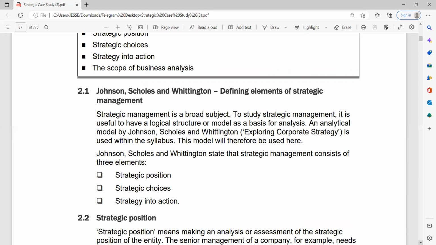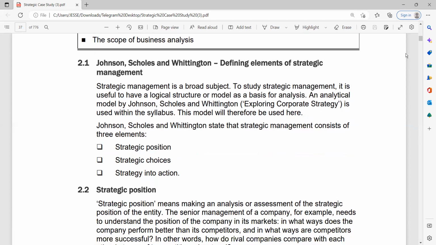Business analysis, on the other hand, is more about understanding the position of the company within the environment and then looking at the decisions and choices the company will make, as well as their implementation plan. We explained this in detail in our previous videos. If you haven't watched it, you can go watch it. So let's move on. Now we'll be talking about the elements of strategic management.